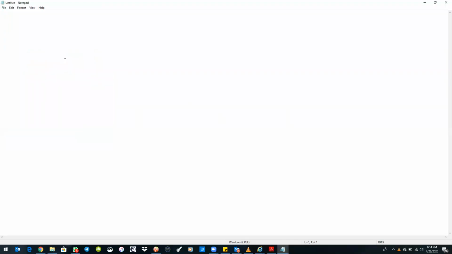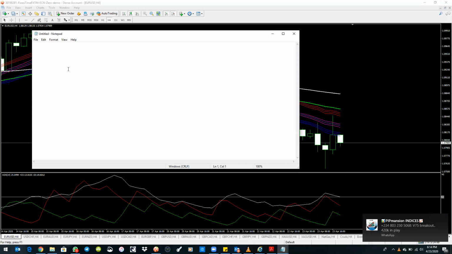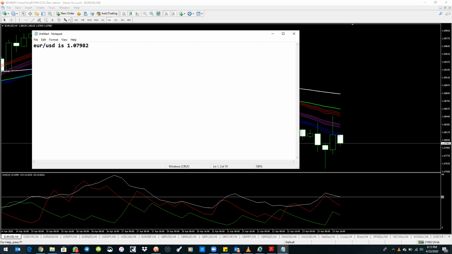Can you all see the screen? So if the price of Euro USD is 1.07982, let me use the most recent value, this number, this 2, is your pip. And if this 2 should move to 3, that means it has increased by 1 pip. Now, if it should go from 2 back to 1, it means it has reduced by 1 pip. That is just what a pip is.